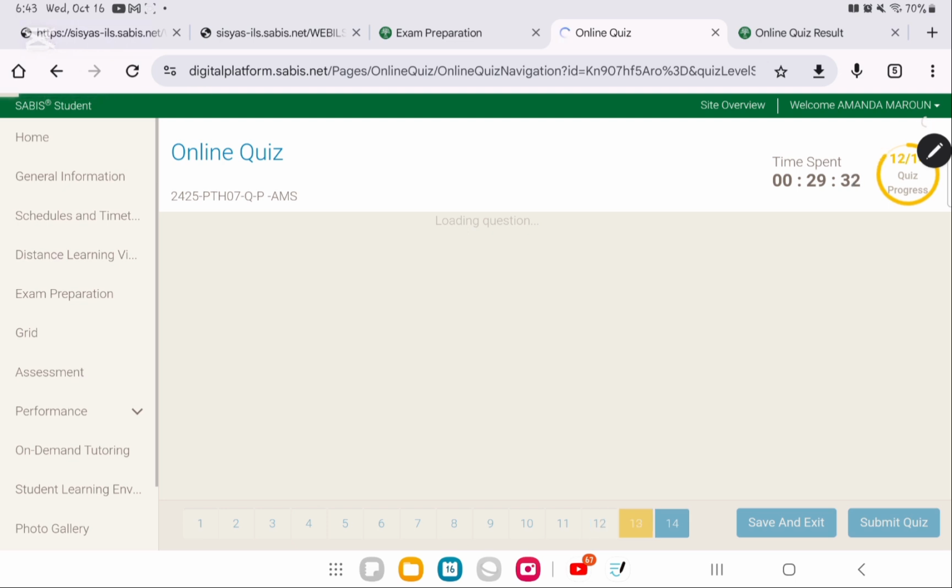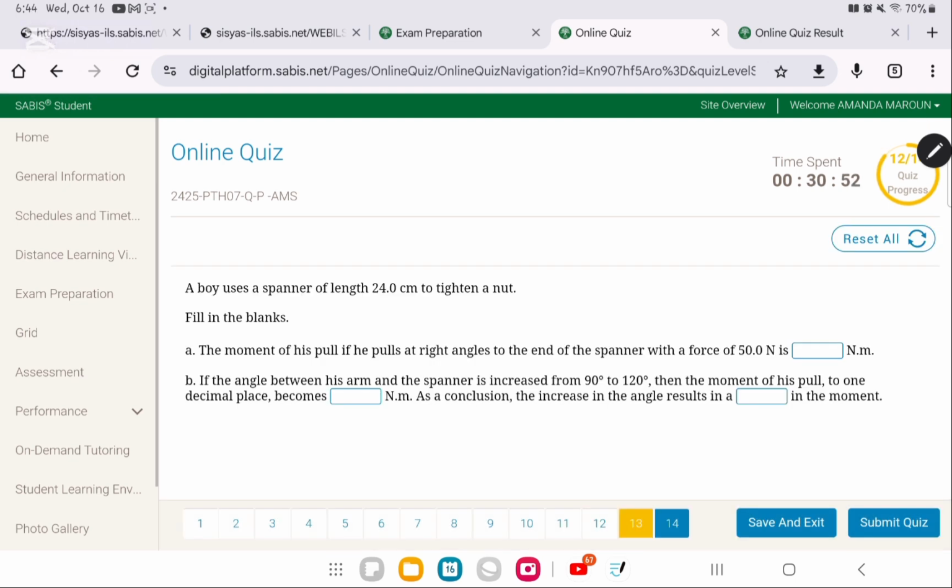Question number 13. A boy uses a spanner of length 24 centimeters to tighten a nut. The moment of his pull, if he pulls at right angles, meaning 90 degrees, to the end of the spanner with a force of 50 newtons. They need it in newton meters. So to change from centimeter to meter, we are going to divide by 100. 24 divided by 100 is 0.24.